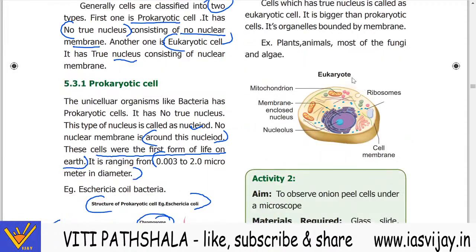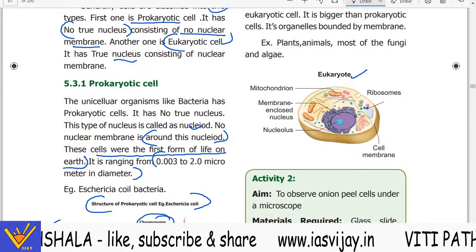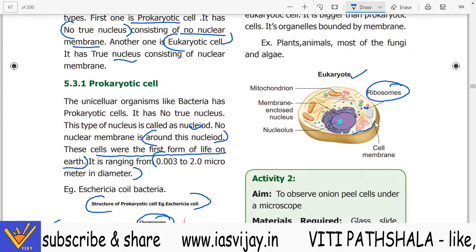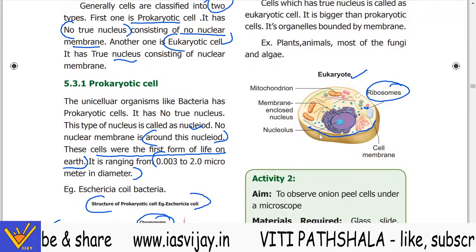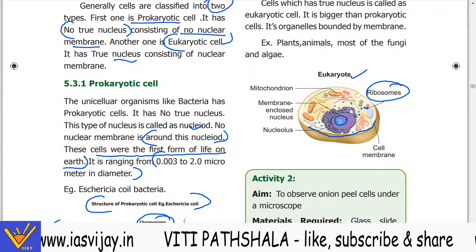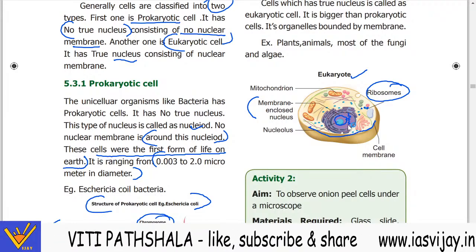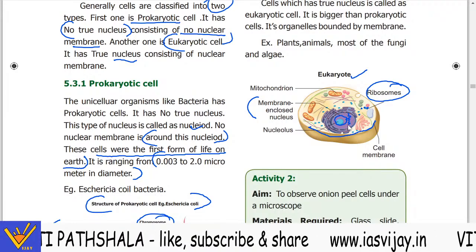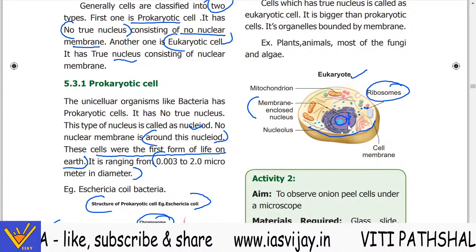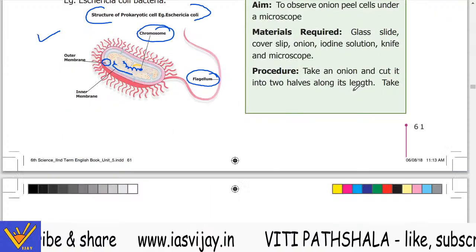Now in the eukaryote, these blue ones are the ribosomes. This is the cell membrane. Outside, you will find this purple color is the membrane enclosed nucleus. Then the orange one is your mitochondria in the eukaryotic cell.